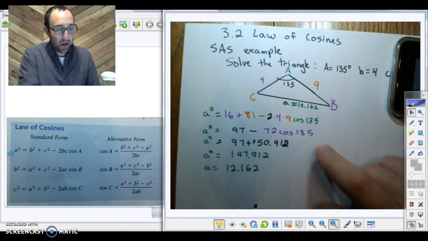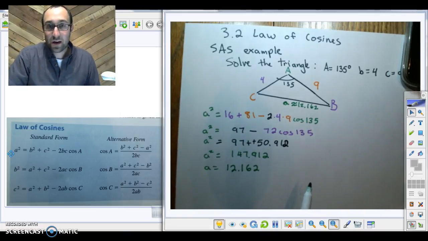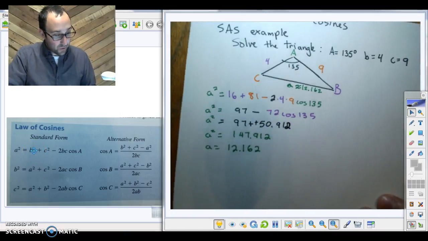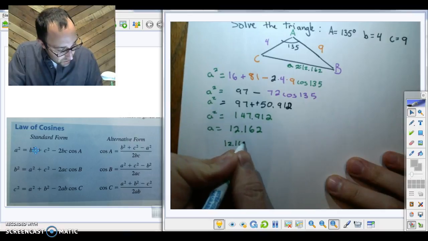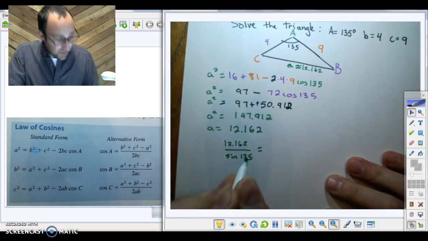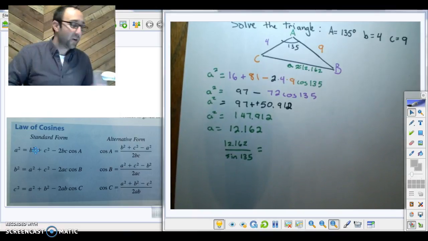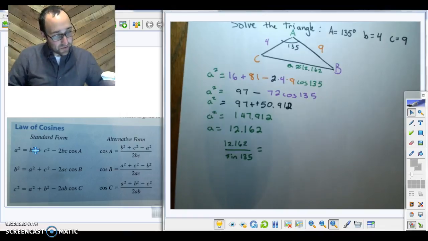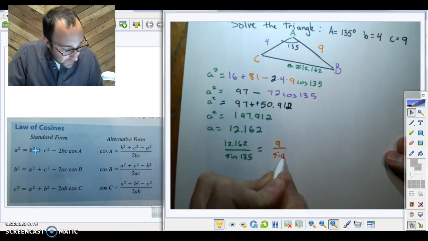Now we can use the law of sines to find either B or C, and then we can just add them up to 180 to find out the other angle. Let's do that real quick. We have 12.162 divided by sine 135 is going to equal, which one do you want to do, B or C? Tell me through the computer. Alright, we'll do C. Sounds good. So it is going to be 9 over sine C.